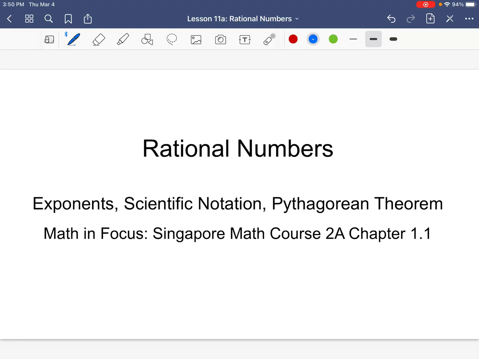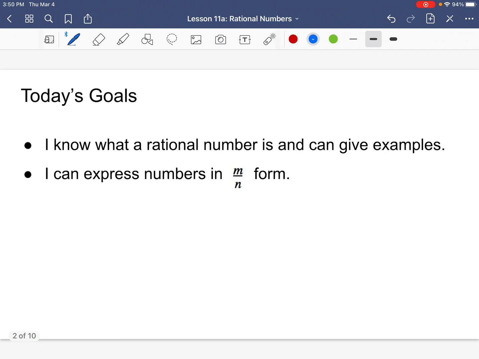Welcome to today's lesson, which is about rational numbers. The goals of today's lesson are that you know what a rational number is and can give examples, and that you can express numbers in fraction form, in m/n form.